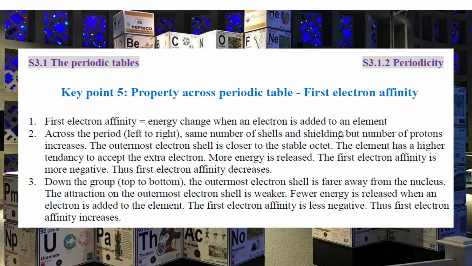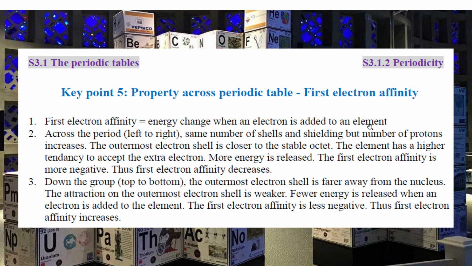Okay, the other concept is the first electron affinity, which is different because when an atom absorbs an electron, energy is released. The energy change is negative. Be careful: it is the energy change when an electron is added to an element. But the concept is the same.